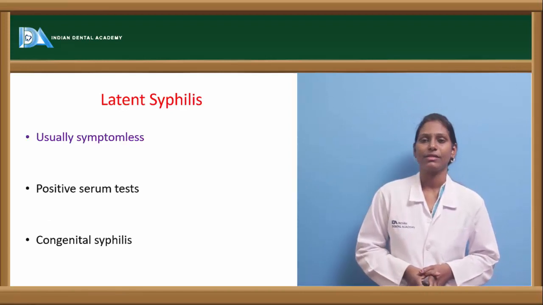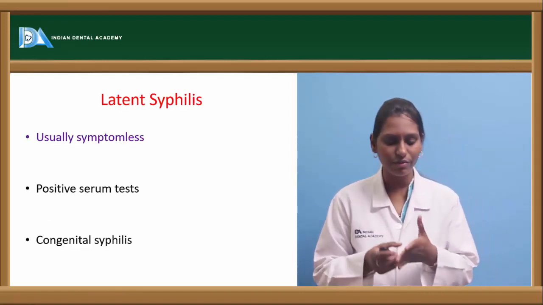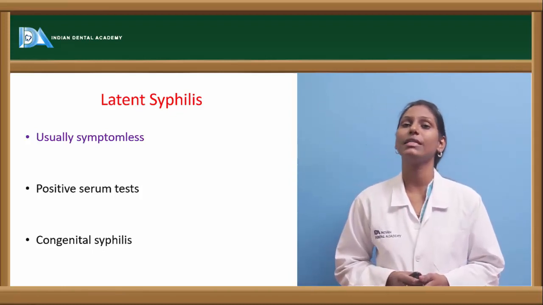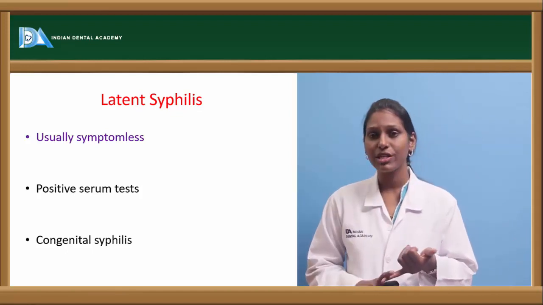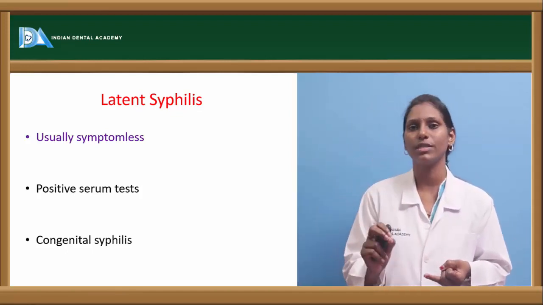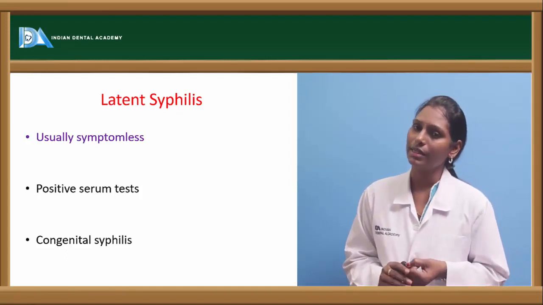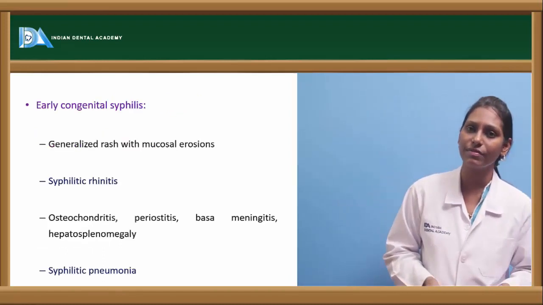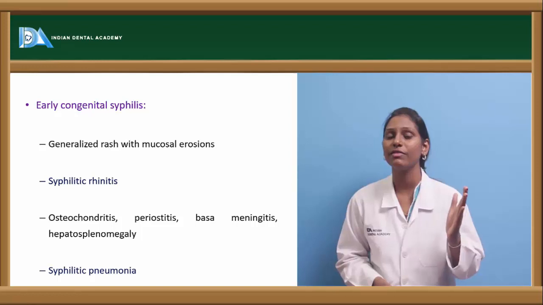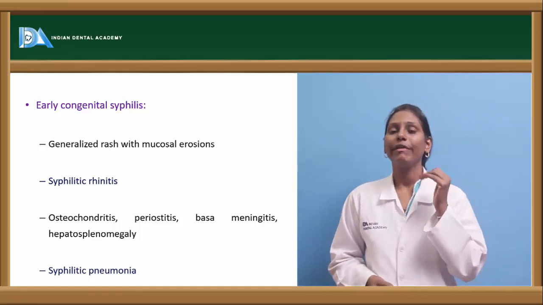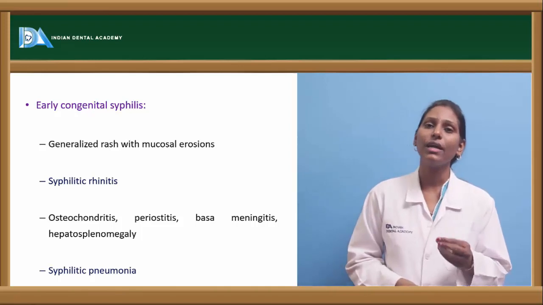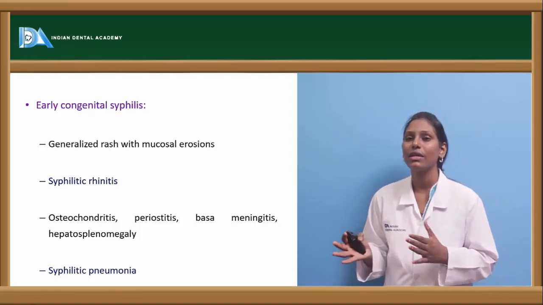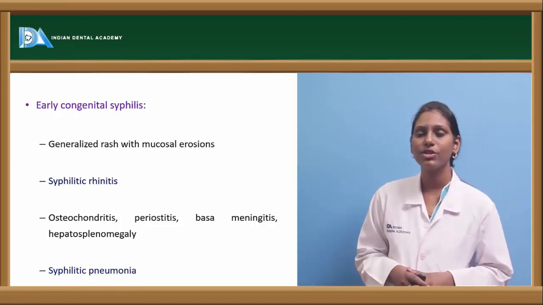Now coming to latent syphilis. Latent syphilis is a condition which is asymptomatic or symptomless. However, it always tests positive on serum tests. In tertiary syphilis and latent syphilis, the patient usually tests positive for Treponema pallidum. Latent syphilis also includes congenital syphilis, which is again divided into early congenital syphilis and late congenital syphilis. Early congenital syphilis usually occurs within 2 to 3 weeks or in the less than 2 years age group.